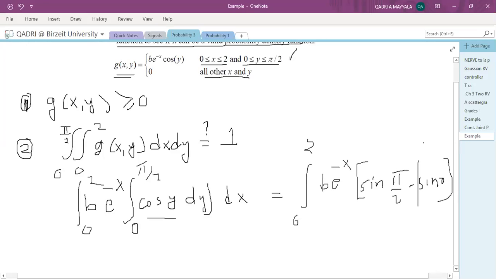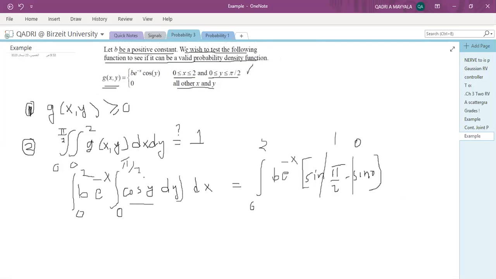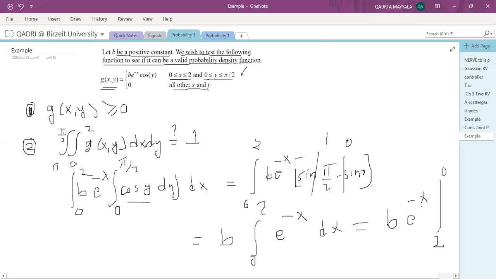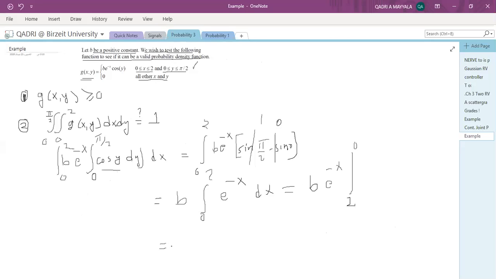كم ساين الصفر؟ 0. ساين باي اوفر 2 1. إذا هذا يساوي b، طبعا هو كونستانت، من 0 إلى 2 e minus x dx. اوكي، تكامل هذا b e minus x من 0 إلى 2، لأنه بيطلع عندي ماينس e minus x، فبقلبه وبرتاح من الماينس، فبصير عندي يساوي b في e⁰ يعني 1 ماينس e⁻².